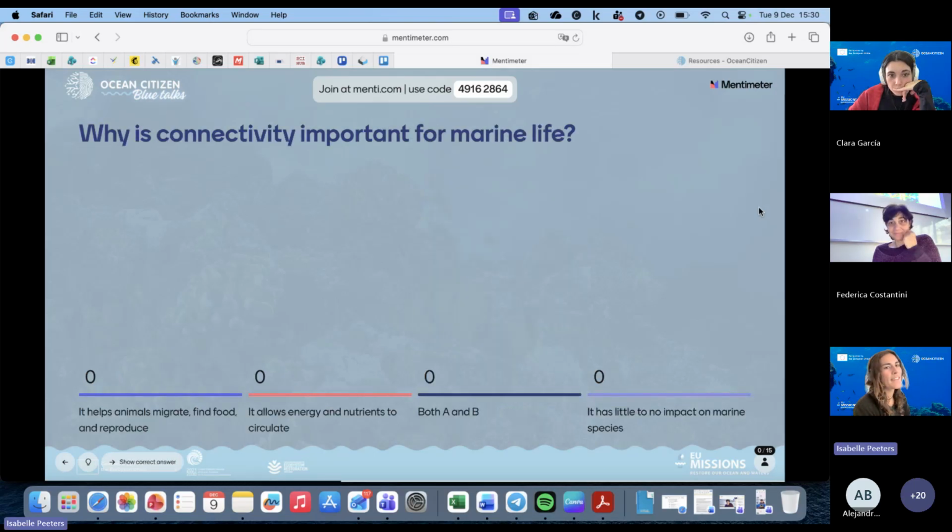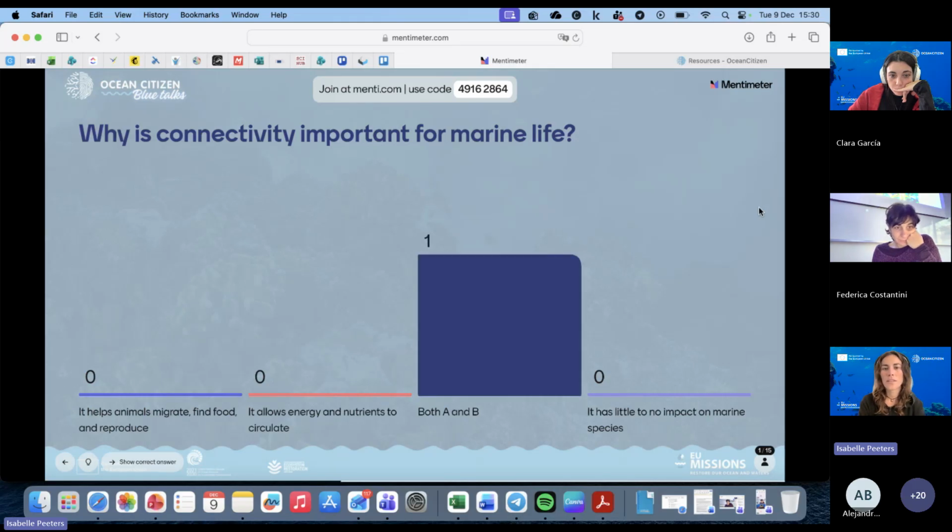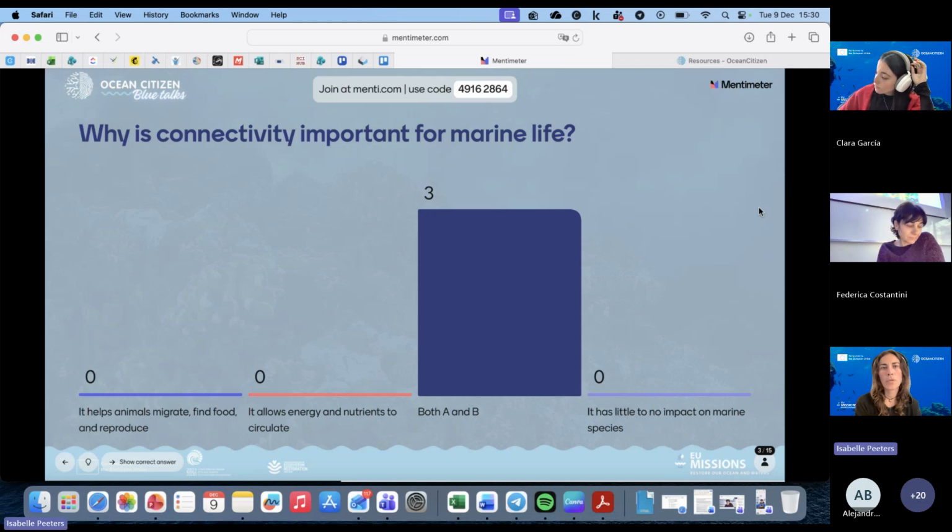To the next. So why is this connectivity important for marine life? Does it help animals migrate, find food, and reproduce? Or is it because it allows energy and nutrients to circulate? Is it both A and B? Or does connectivity have little to no impact on marine species? Just give you a moment to answer that one. Also, Federica, feel free to comment or add any bit of information if you feel like it. I think this one is pretty clear for everyone.